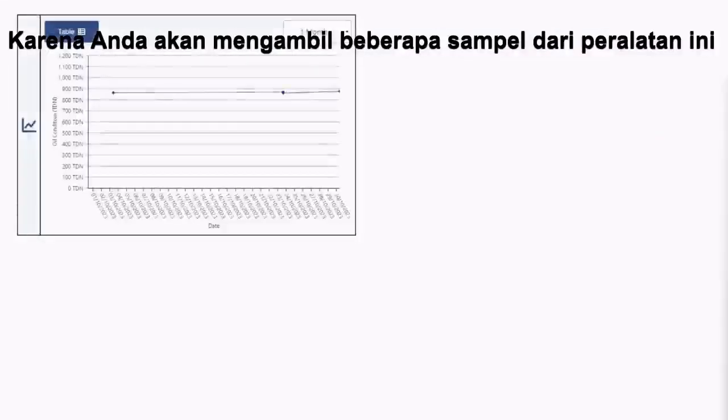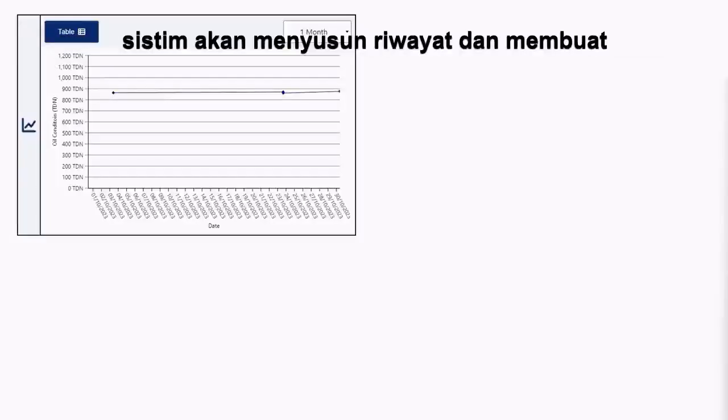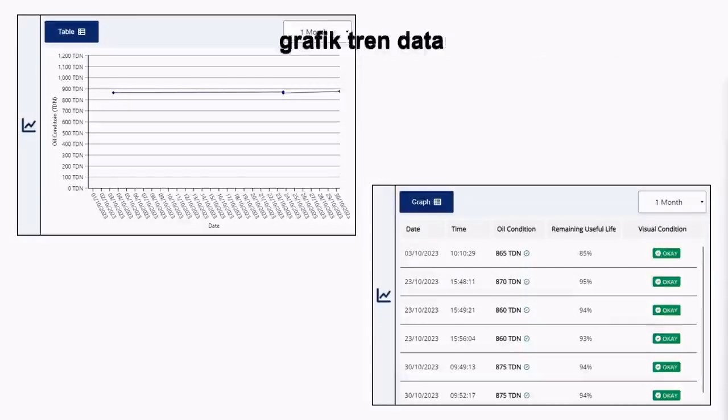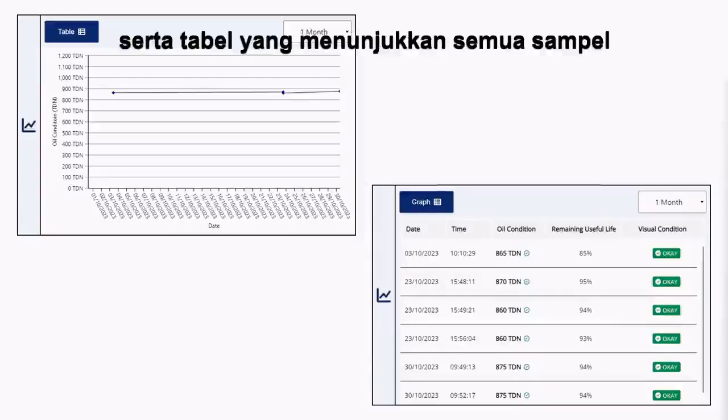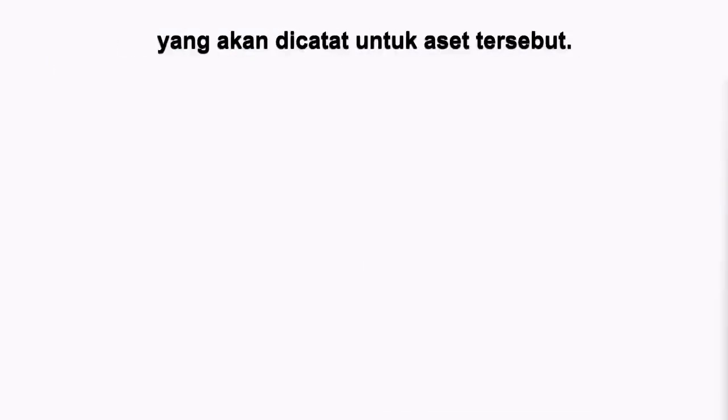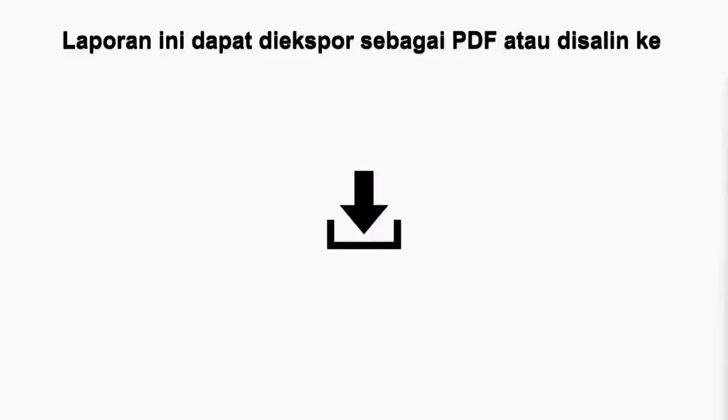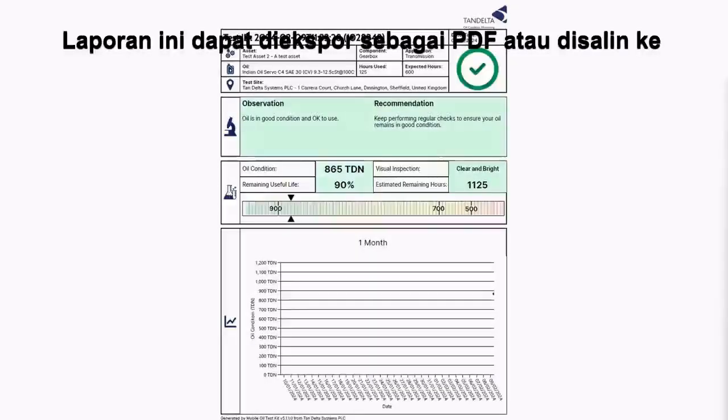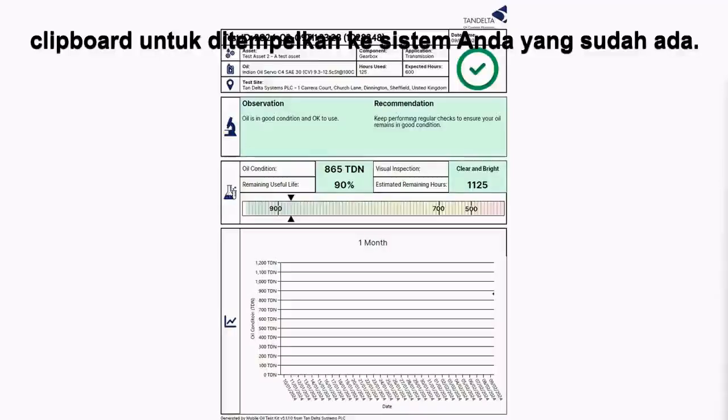As you'll take multiple samples from this equipment over a period of time, the software will collate the history and build a data trend graph, and also a table which shows all of the samples which have been recorded for that asset. The report can then be exported as a PDF or copied into the clipboard for pasting into your existing systems.